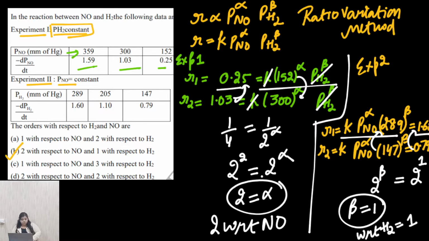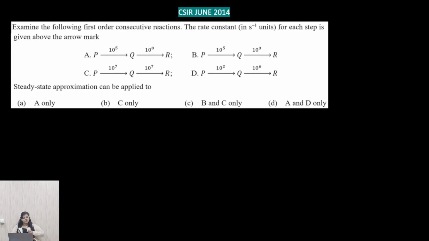Now moving on to the next. So these were all the questions from the year 2013, the December exam. Now we are starting with the next one, which is for the year 2014, conducted in June. Okay, so it says: examine the following first order consecutive reactions. The rate constants for each step are marked as above. Now SSA can be applied over them.